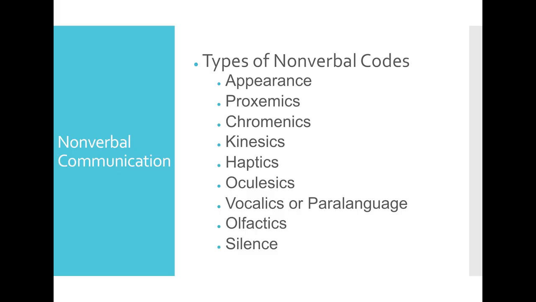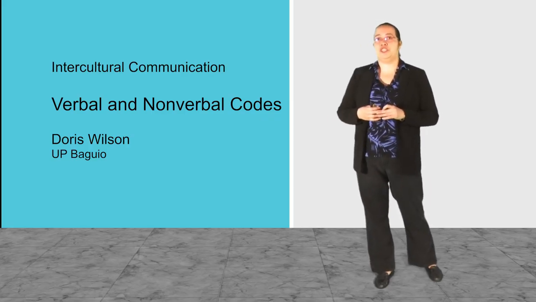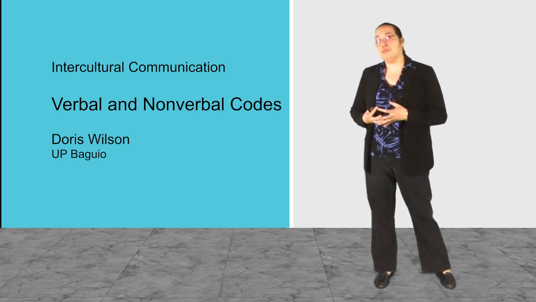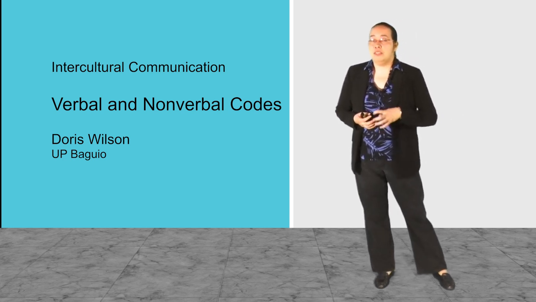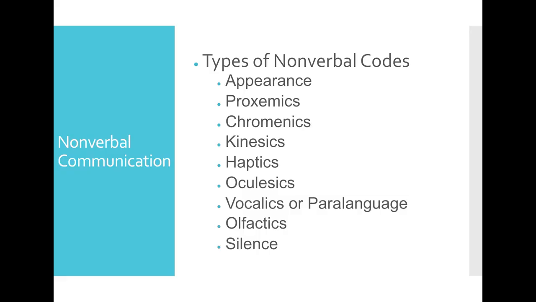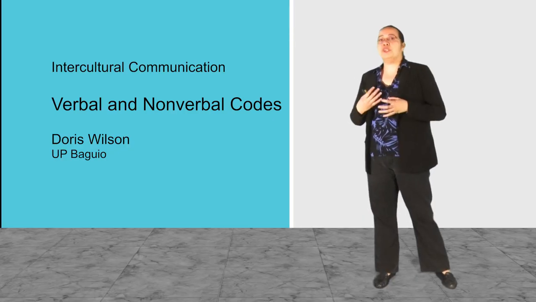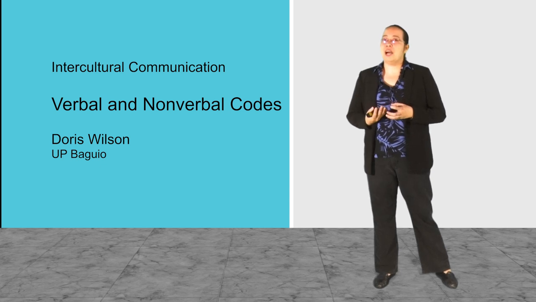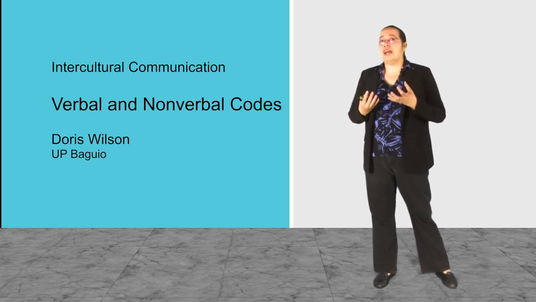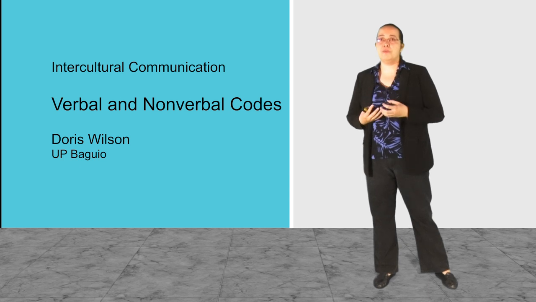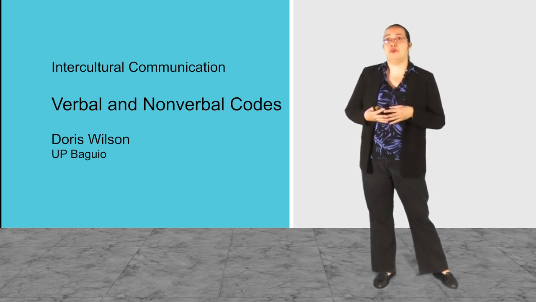Kinesics refers to body movements, and this includes our gestures, posture, and facial expressions. These are the most commonly used nonverbal codes in our interactions. Next, we have haptics. This refers to touch, and it varies in amount, the location or where we are touched, the type of touch, whether the touch happened in a public or private setting, our relationship with the one who touches us, and our emotion during that time. These aspects of haptics are very much heavily affected by our cultural norms.